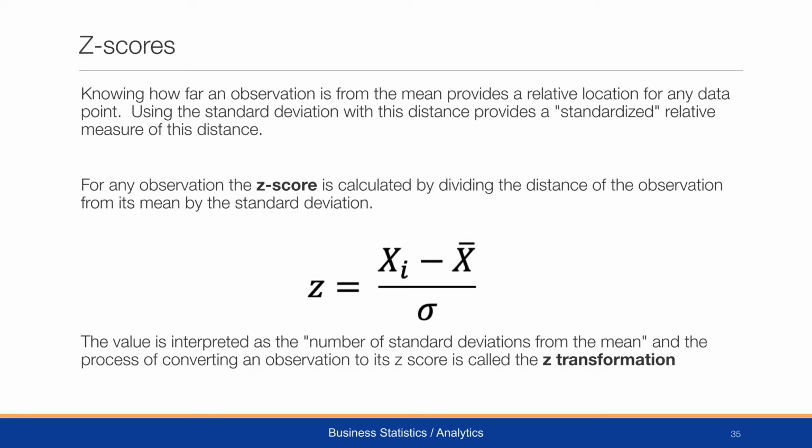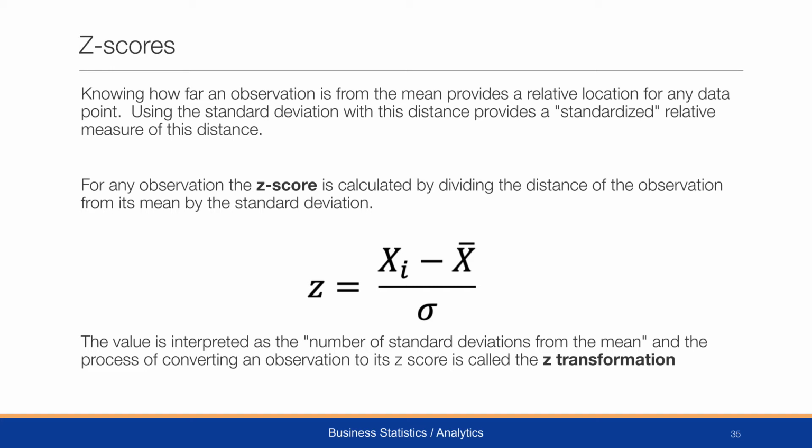Knowing how far an observation is from the mean can give us a relative location for any data point. Using the standard deviation with this distance provides a standardized relative measure of the distance. For any observation, the z-score is calculated by dividing the distance of the observation from its mean, that is xi minus x bar, over the standard deviation. The value is then interpreted as the number of standard deviations from the mean. And this process of converting an observation to its z-score is called the z-transformation.